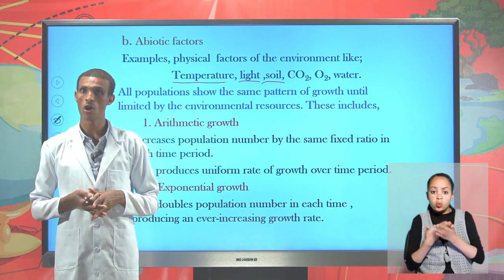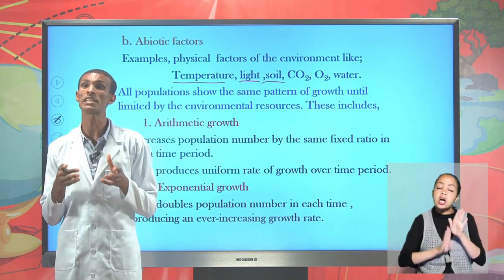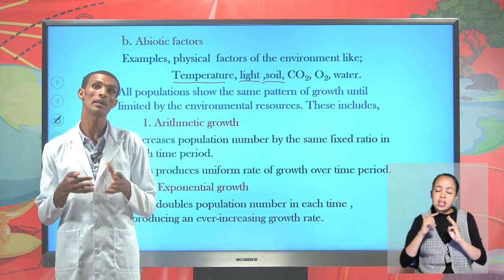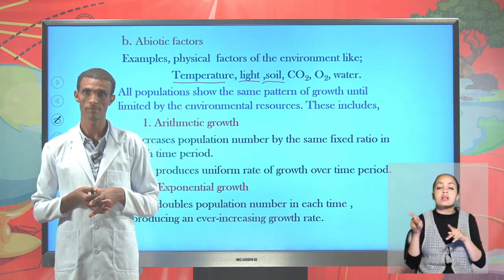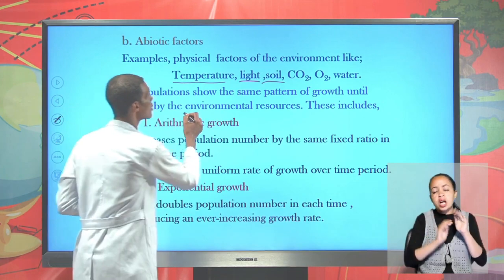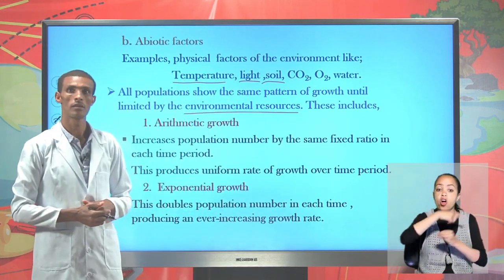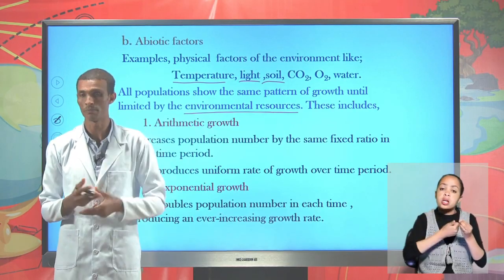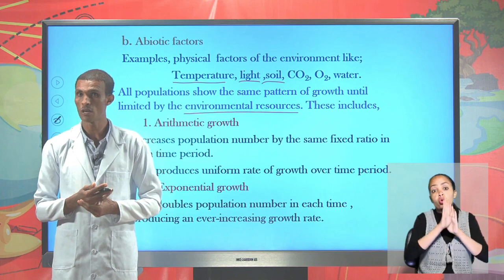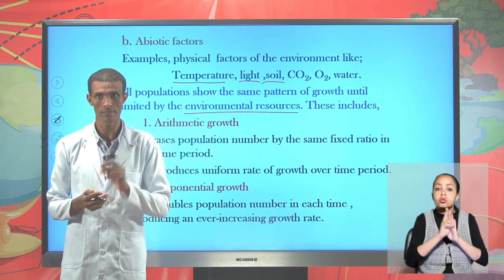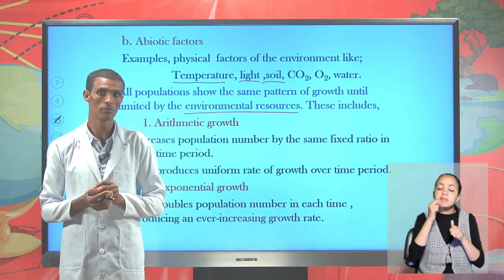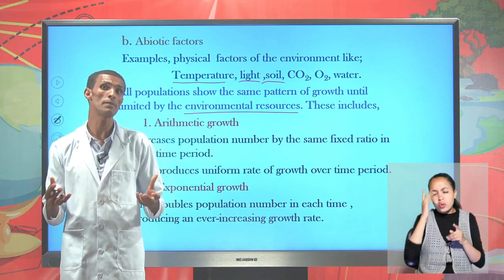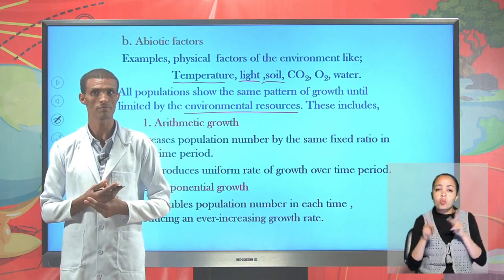Well then student, all populations can grow in the same pattern, in the same way, until their growth is limited by environmental resources. No population can grow beyond environmental resources. Population can grow until the environmental resources allow it. Based on this, population can grow by two main patterns. The first is arithmetic growth. The second is exponential growth. Student, do you know the difference between these two patterns of population growth?